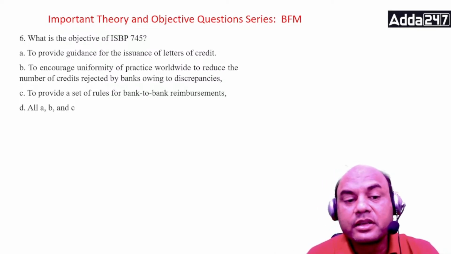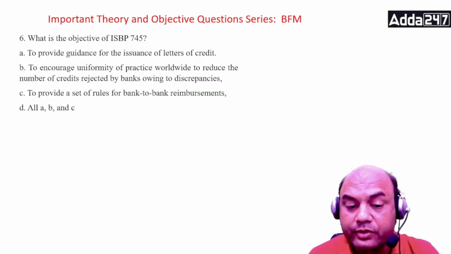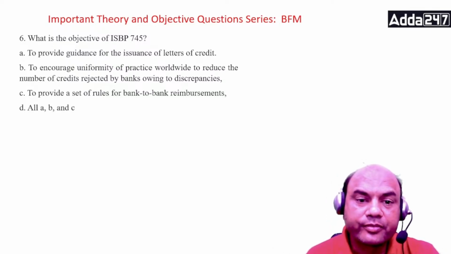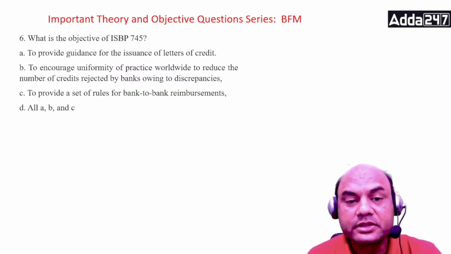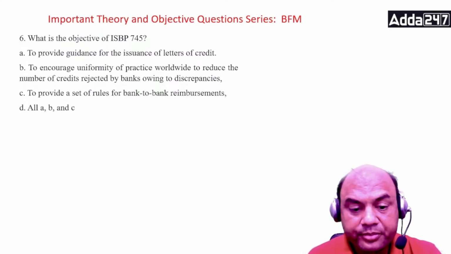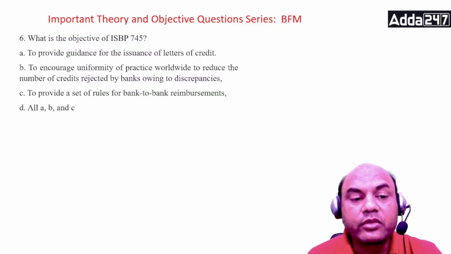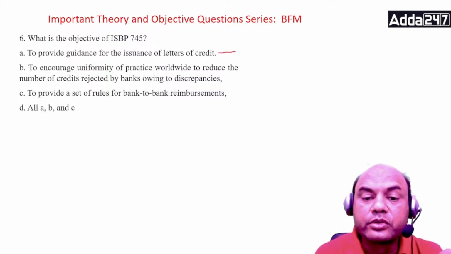First search on Google right now. What is ISBP 745? Or if you have studied, it's well and good. What is the objective of ISBP 745? ISBP 745 is a supporting document to UCP. Remember this. Got it? If it is a supporting document, then what is its purpose? Providing guidance is done by UCP.